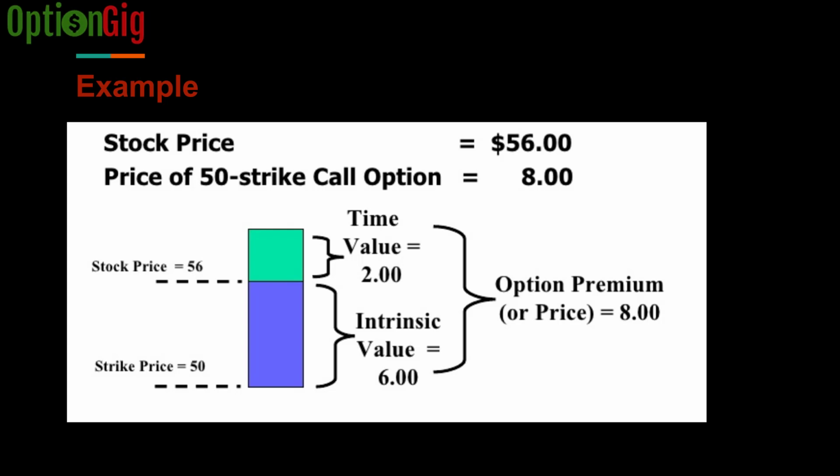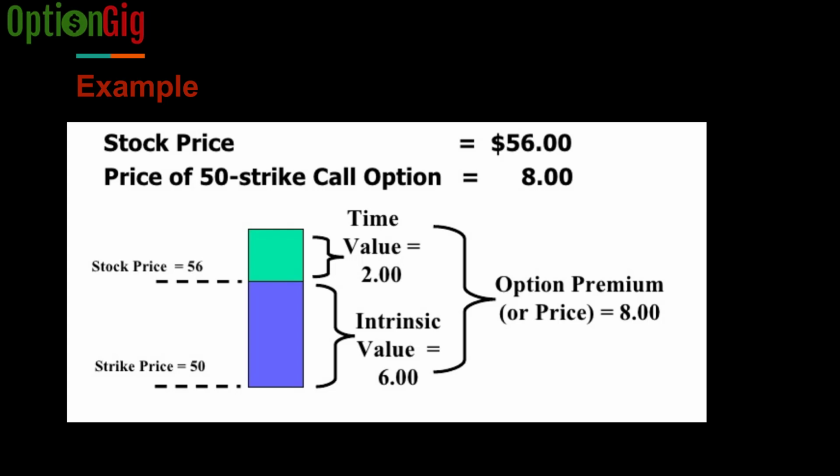In this example, the stock price or market price is $56, and let's say you are buying a call option at a strike price of $50. Again, the stock is at $56. You are buying a call option at a strike price of $50. To buy that call option, the total premium that you have to pay is $8. It means the option value is $8.